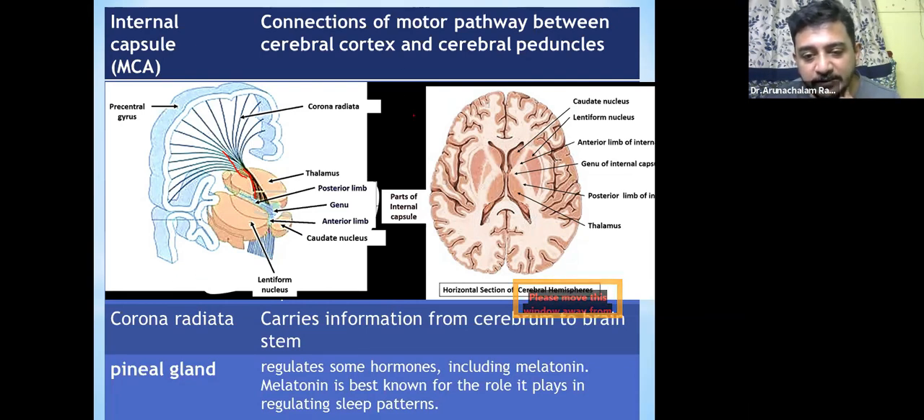If you want to see the internal capsule in the MRI or the cross-section study, you can see it in this part. This boomerang shaped structure is called the internal capsule. For the internal capsule, what are the adjacent areas? Thalamus is an adjacent area. Basal ganglia is an adjacent area. Most of the basal ganglia nuclei are located near the internal capsule. Your lentiform nucleus and the caudate nucleus are in very close vicinity to the internal capsule.